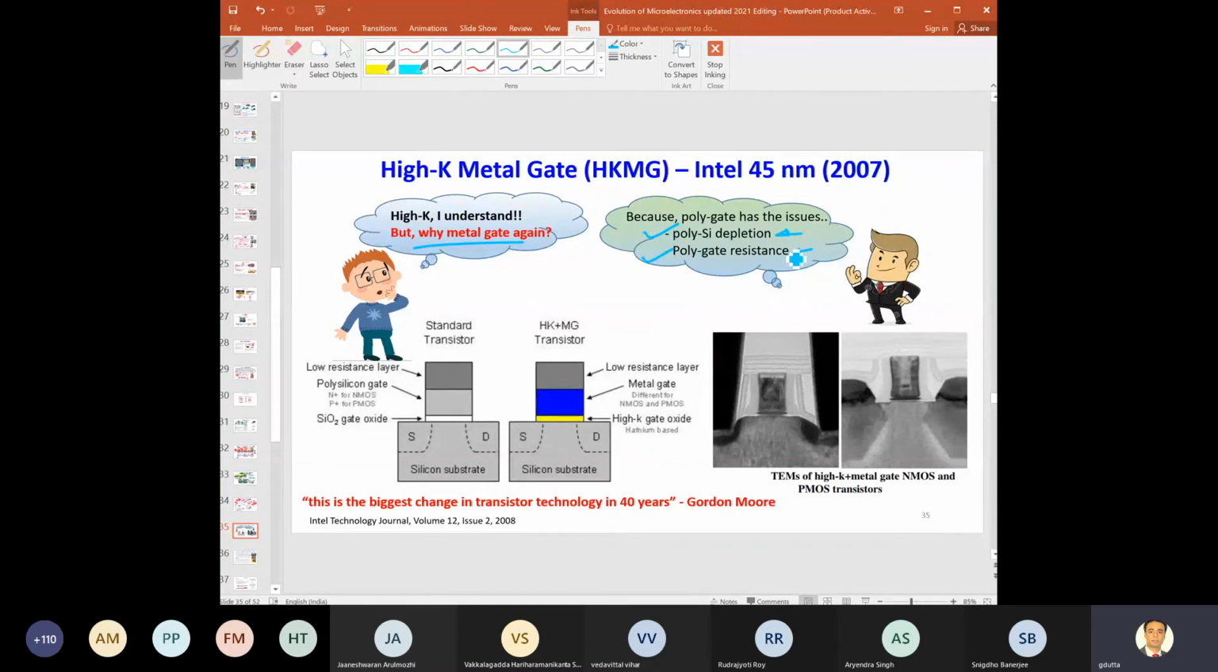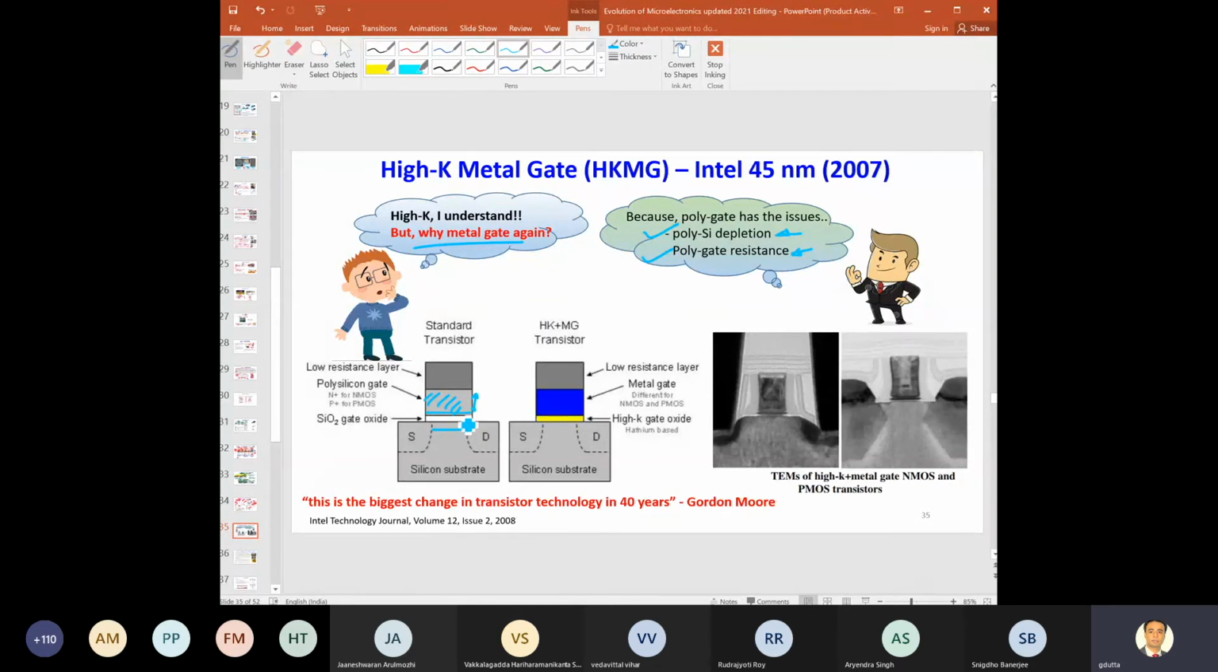What do you mean by polysilicon depletion? Polysilicon depletion means, suppose this is polysilicon, right? When you apply some gate voltage, there will be some depletion layer on this side, right? It is highly doped, but there will still be some depletion layer here, right?